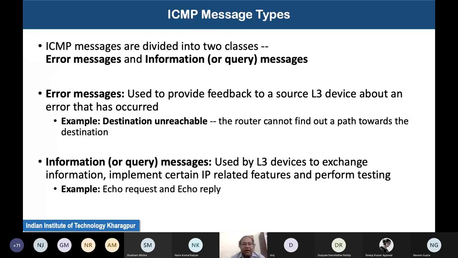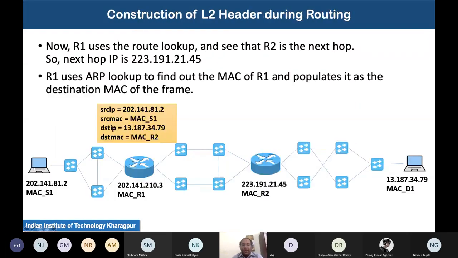For example, in the earlier diagram that I was mentioning, say 223.191.21.45 is down for some time, and 202.141.210.3 is trying to find the next hop and is not able to do so. Then it will send the originator, that means 202.141.81.2, an ICMP destination unreachable message saying that the destination you are targeting is unreachable. That is the purpose of the ICMP error messages.